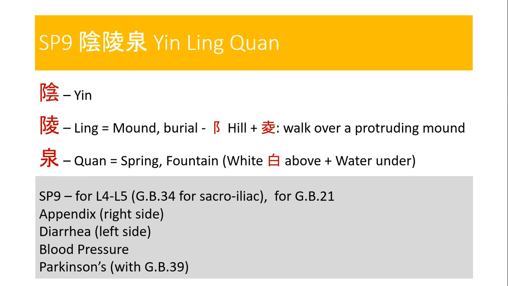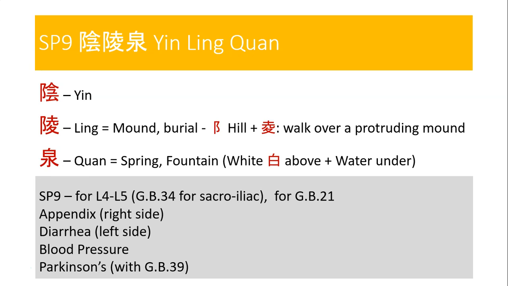I use that with spleen 5 and spleen 9 on the left side, with liver 4 and liver 8 on the right side. It is one of the main points for blood pressure, with spleen 6 and with pericardium points, and with a point under the third toe, which we will see later.